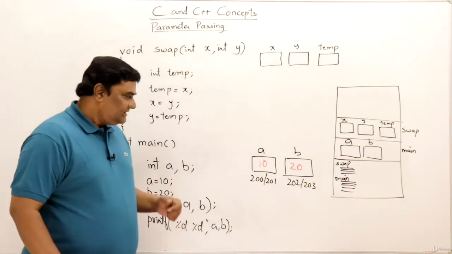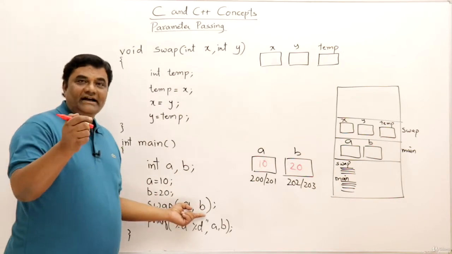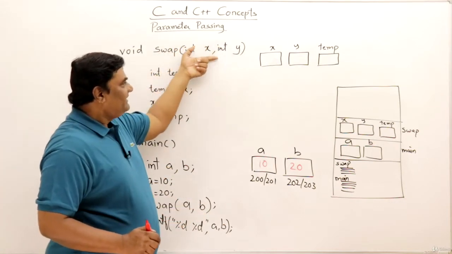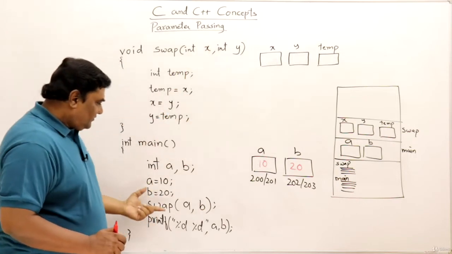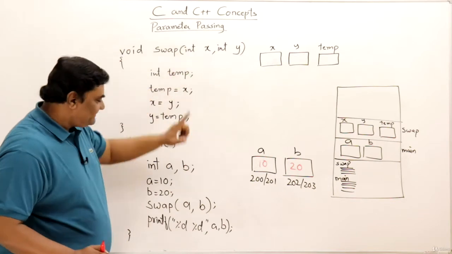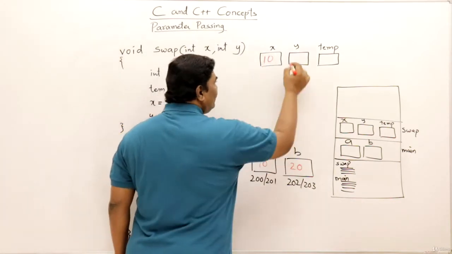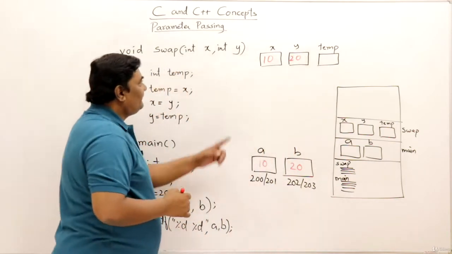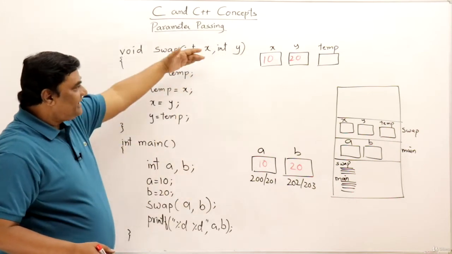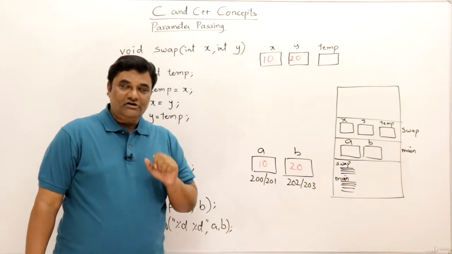Now, call by value. See here, the main function is passing these parameters. These are actual parameters, and these are formal parameters x and y. What happens when the function is called? The value of a is copied in x and b is copied in y. So 10 is copied here and 20 is copied here. The formal parameters are normal variables, so they will take the value of these parameters when the function is called.